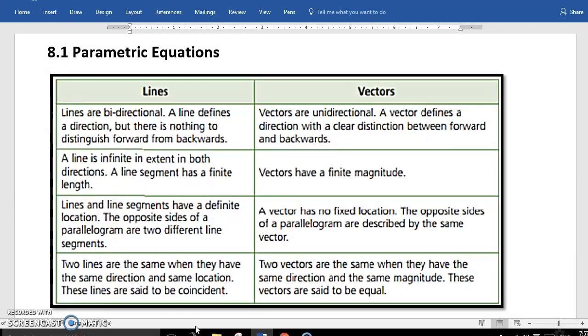Vectors have a finite magnitude, so we know the size of the vector, versus a line, which continues infinitely along both directions. The next thing is that a vector has no fixed location. You can take a vector and move it into different spots in space, but you still represent the same vector. A line is very specific because it has to start somewhere and then continue. So a different line with the same slope would start from a different spot.